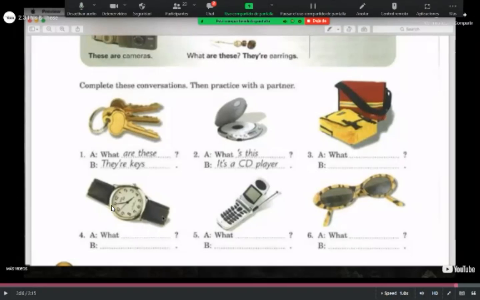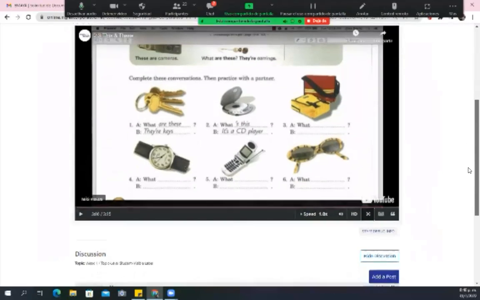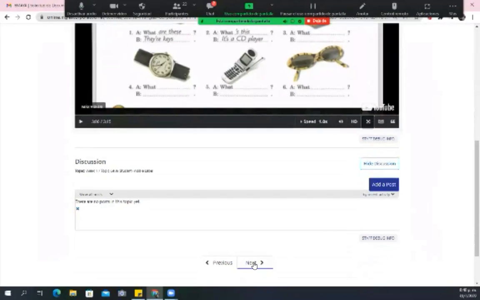Question five. What's this? Singular. What's this? Sí se puede decir sin contracción, ¿verdad? What is this? Pero sugerimos usar contractions. What's this? What is the answer? It's a cell phone. Very well. It's a cell phone. All right, awesome. And question six. What are these? They are sunglasses.